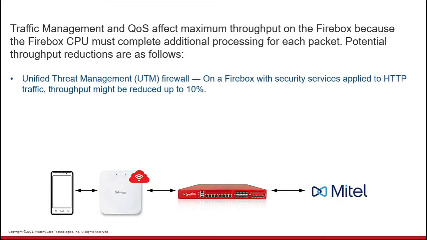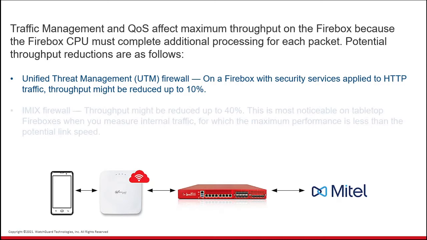So if I have a UTM firewall, and in this scenario, when we say UTM, it means that we have at least the basic security features turned on on the firewall. So we have application control, we have IPS, we have gateway antivirus. So on a Firebox such as this one with the UTM services, and we are talking about HTTP traffic, then the throughput may be reduced by 10%.